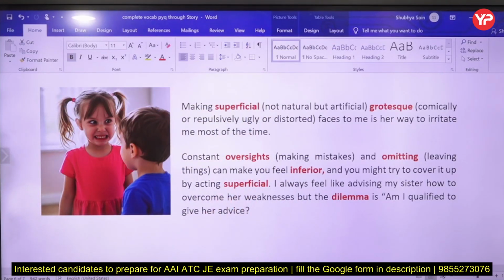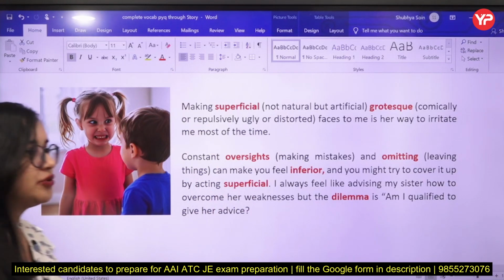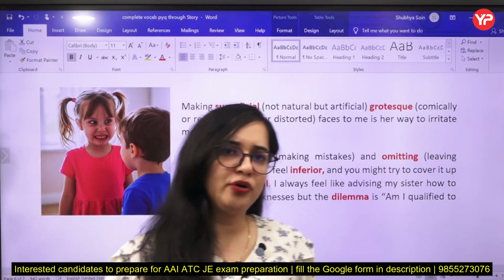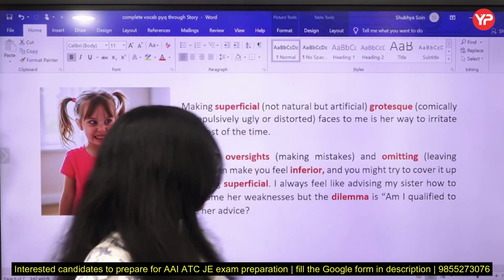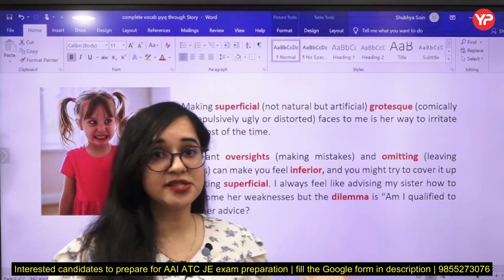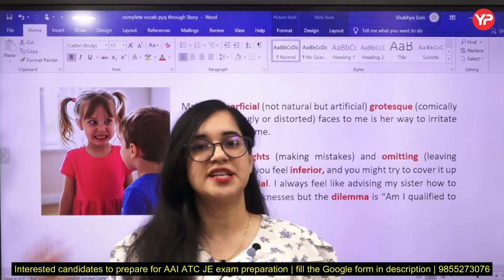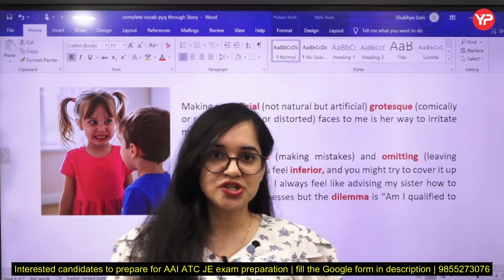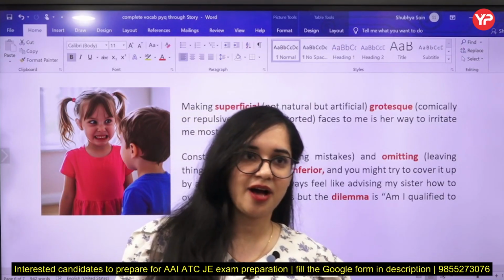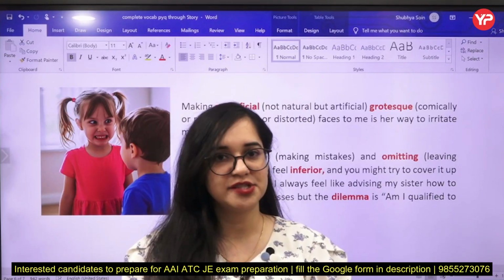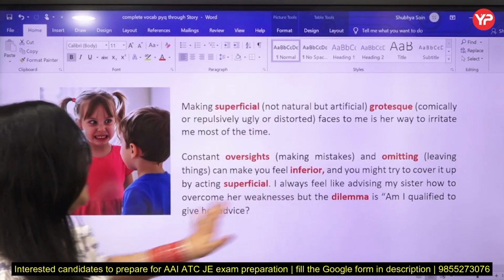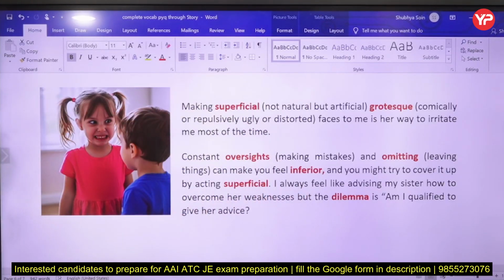I always feel like advising my sister how to overcome her weakness. I always feel I should advise my sister, you should be good, you should not be doing the bad things. But the dilemma is a situation where on both sides you have negative options, and you have to choose the lesser of the negatives. So yeah, both the dangerous options are there with you. Ek side khai, dusri side kuan, some kind of this situation. So that is, am I qualified to give her advice? I always have a thought: am I okay? Am I good enough to give her advice?